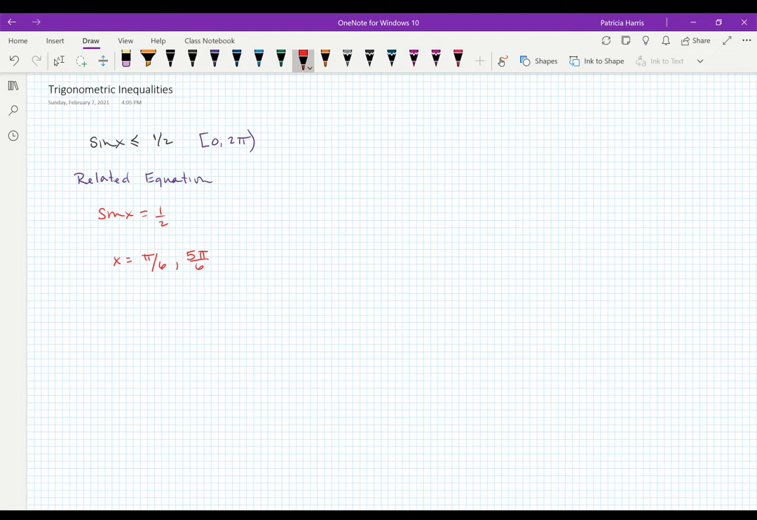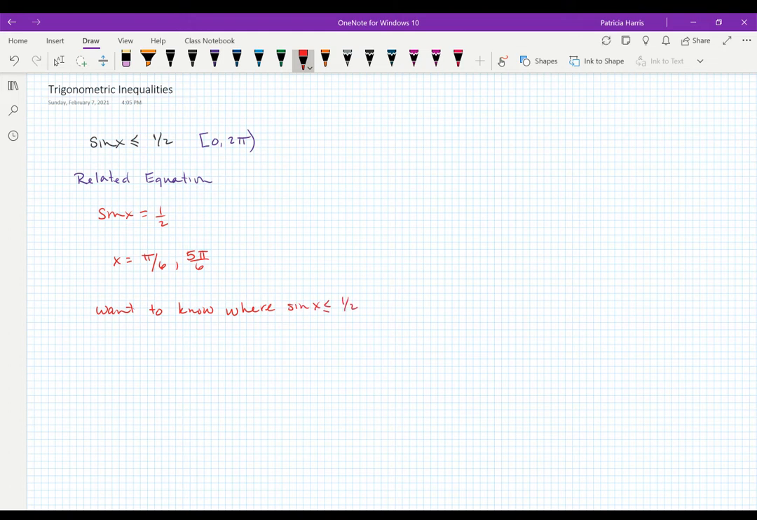If you have a true sense of the unit circle, you know how sine oscillates. It starts at 0, moves up to 1/2, crosses the 1/2 mark, goes all the way up to 1, then back down, hits the 1/2 again, and then goes into the negative. So we want to know where sine of x is less than or equal to 1/2.